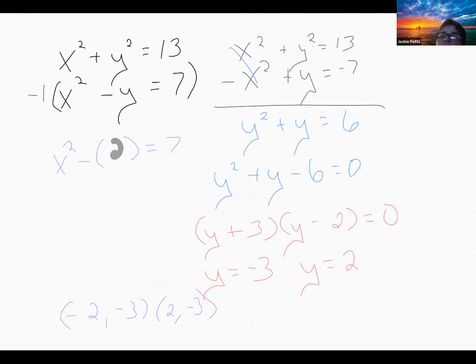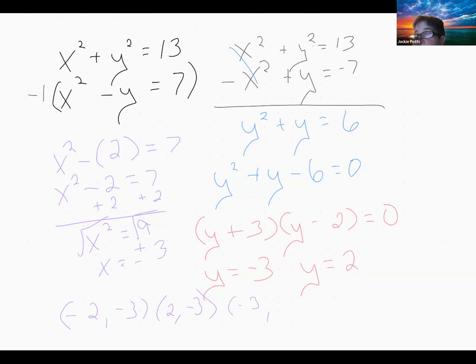So plug the 2 in. X squared minus 2 equals 7. Add the 2 over. X squared equals 9. So x equals, again, plus or minus 3. So I get square root both sides. So I have a potential for a -3 and a 2, and a +3 and a 2. There are your 4 answers.